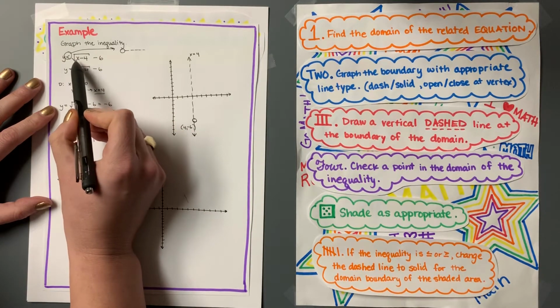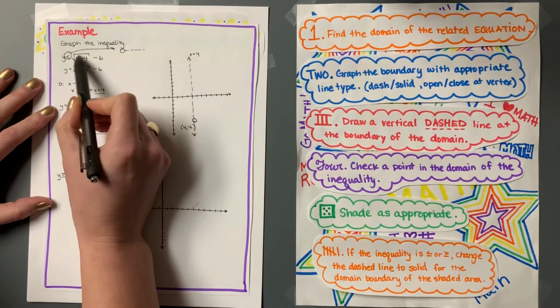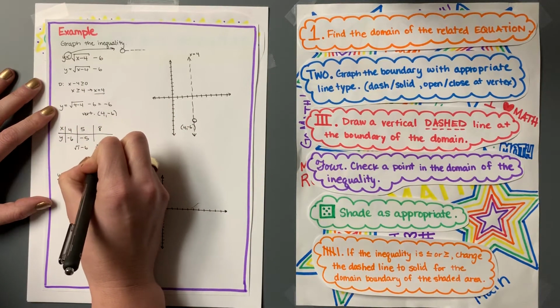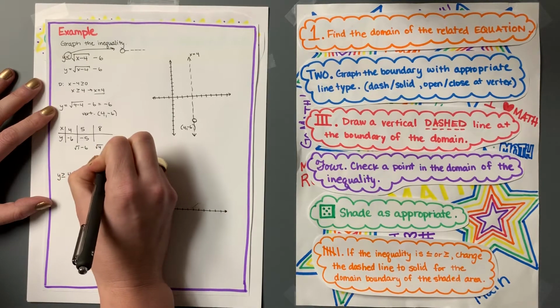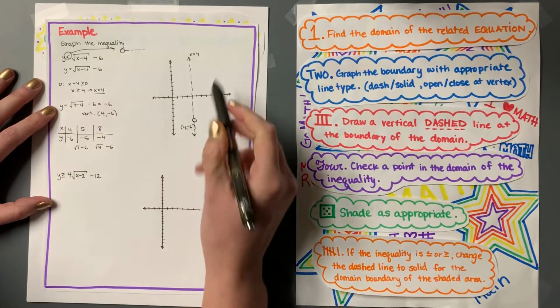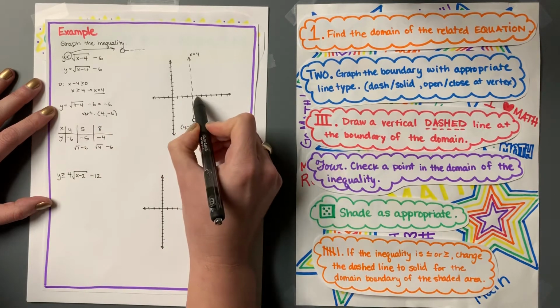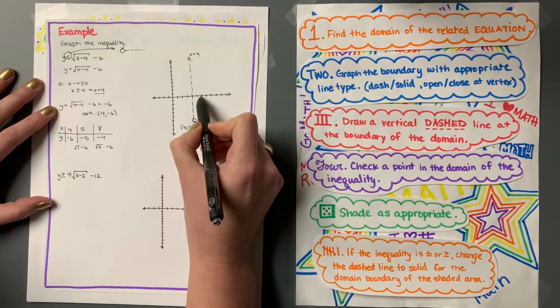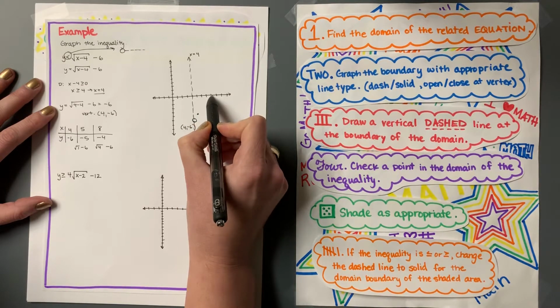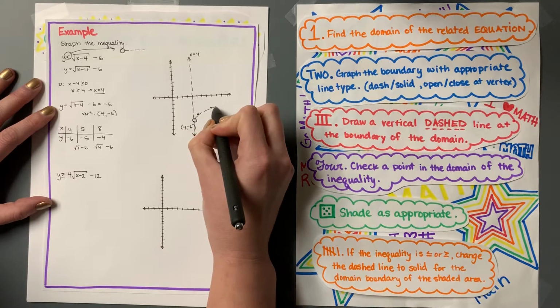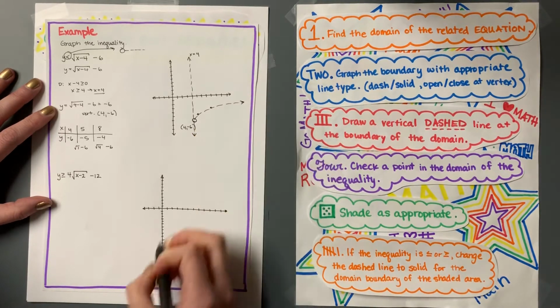If I plug in 8, I should get the square root of 4 minus 6. This will be 2 minus 6, which is negative 4. So I have the points 5, negative 5, 6, 7, 8, negative 4. And I'm going to graph this with a dashed line like that.